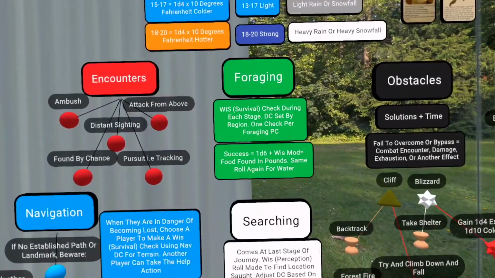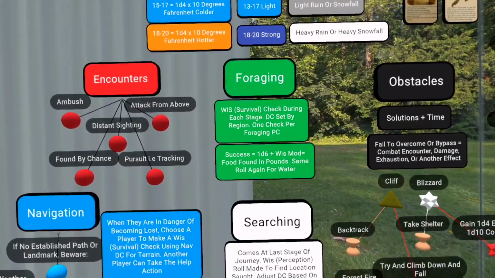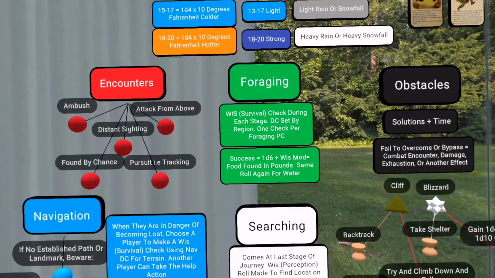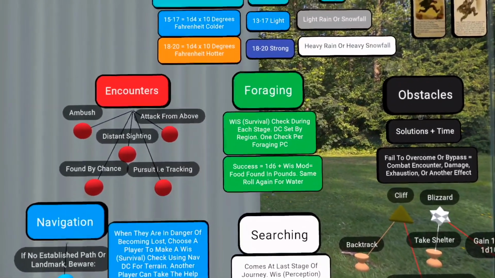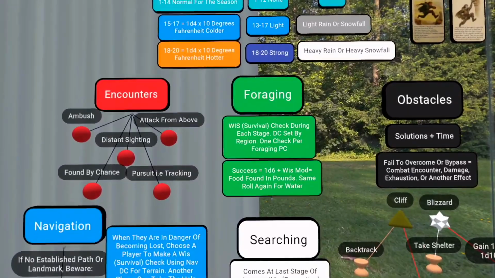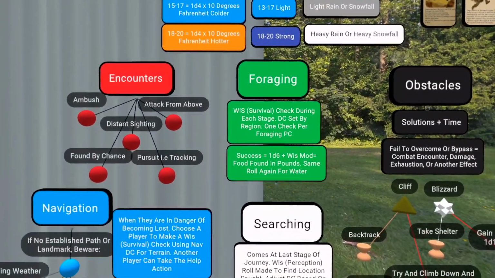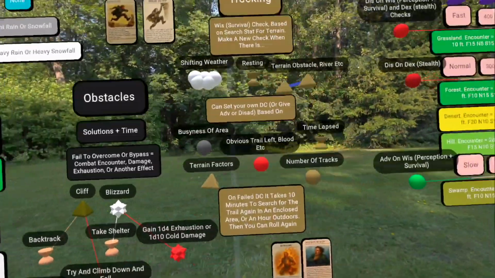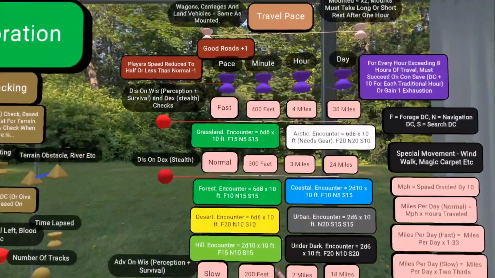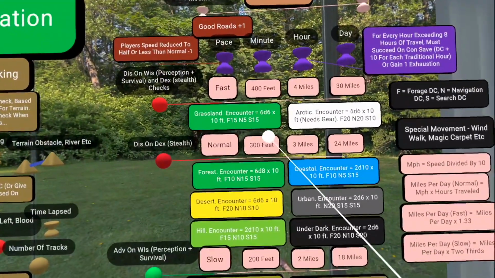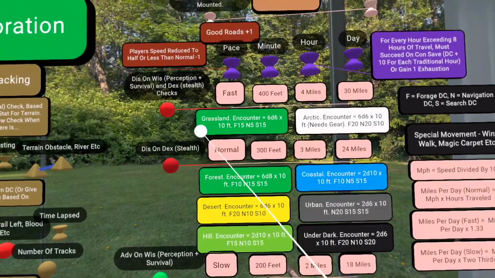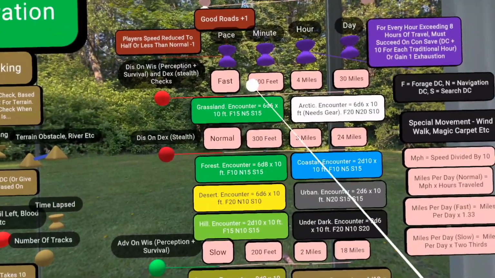So the DC for foraging, the difficulty level, is set by where you are. In different areas, it's easier to forage than others. So if you want to know the difficulty level for foraging for a certain area, you can come over here, to this table I've set up. To begin with, this was for travel pace, but I've included the locations within each of these areas here.